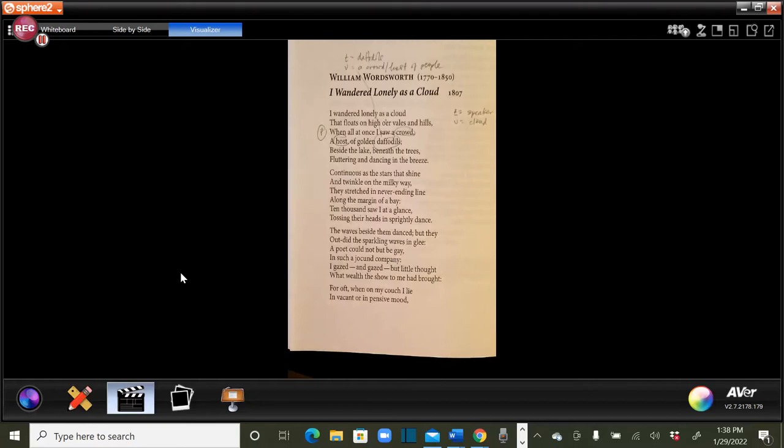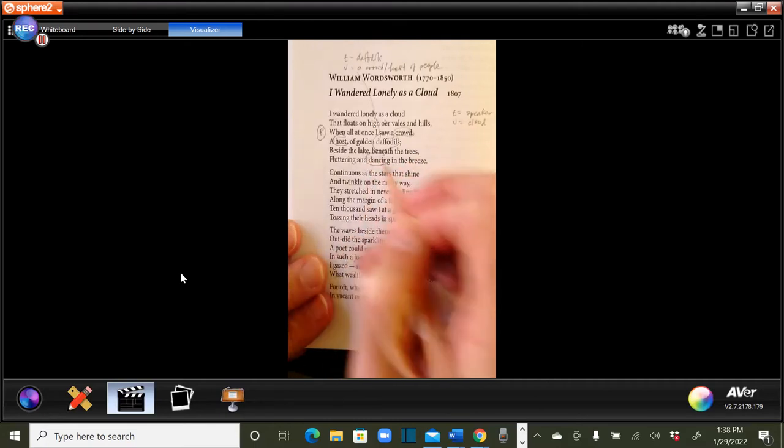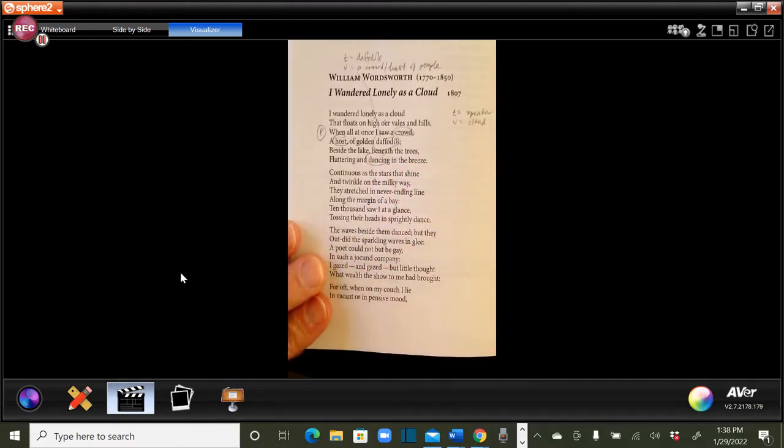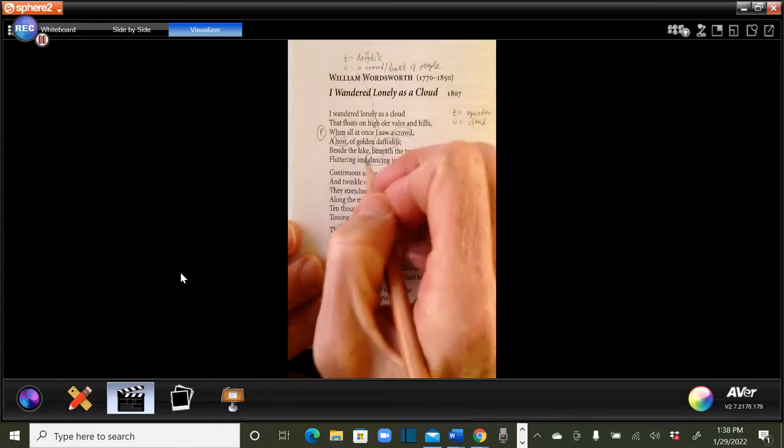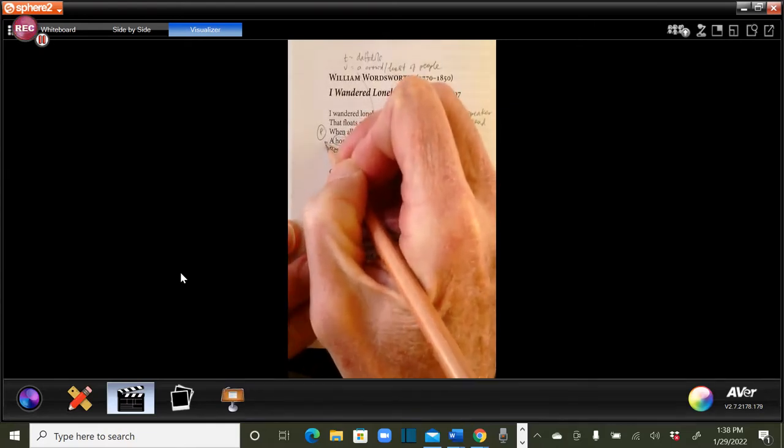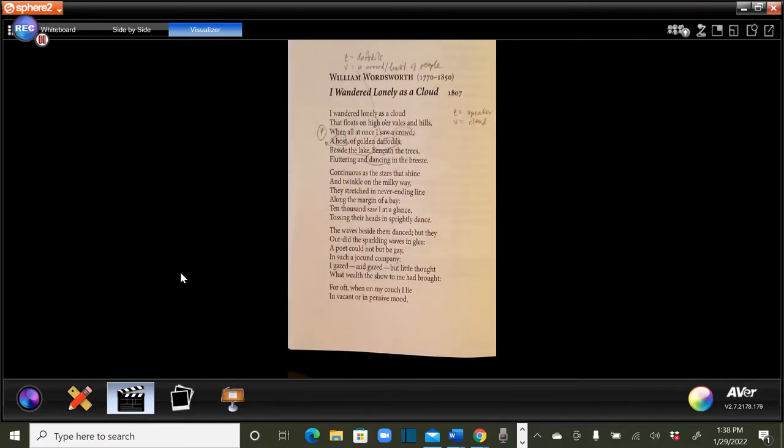Okay. So beside the lake, beneath the trees, fluttering and dancing in the breeze. If you are doubting that we've got personification of the flowers, the word dancing is a pretty good indication, because we might anthropomorphize certain animals or birds doing their mating dance. But generally, it is only human beings who move their bodies in time or in concert with music. So again, further evidence of the personification.